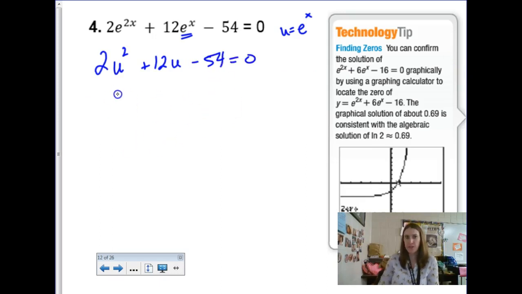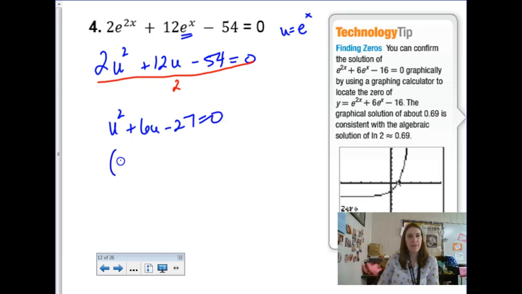So I'm going to solve this quadratic through normal methods. I do notice everything's divisible by 2, so let's take care of that. And I end up with u squared plus 6u minus 27. So factoring this into u plus 9 and u minus 3.